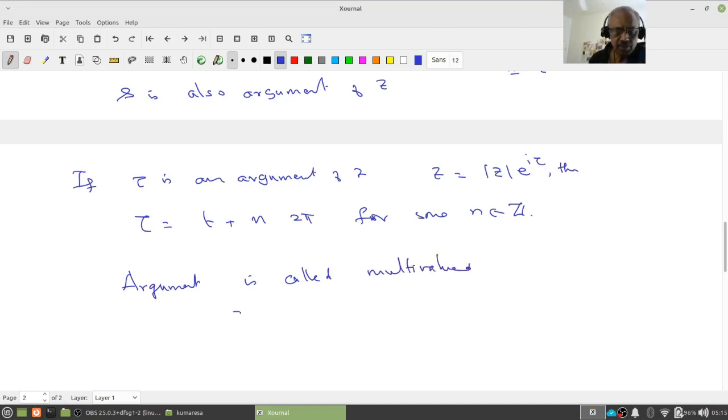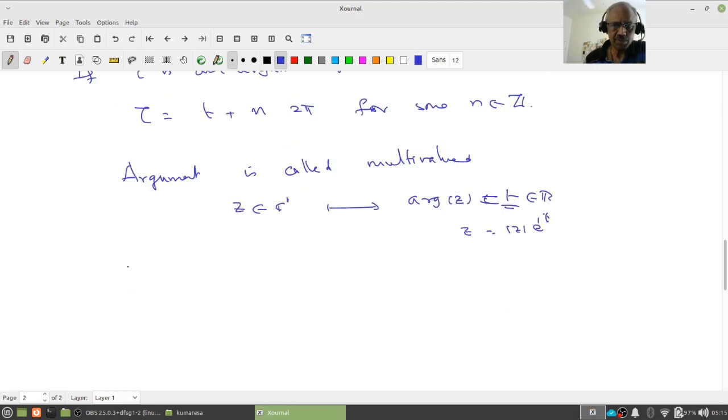That is, if you give me a z in C star, then I want to send it to an argument of z. This is a real number t, with the property z is mod z into e power i t. But this t is not unique. If I fix one t, then t plus n times 2 pi for any integer n will do. That is why argument is called a multivalued function. Do you understand all these things? Make sure you understand, because this is very crucial for us.